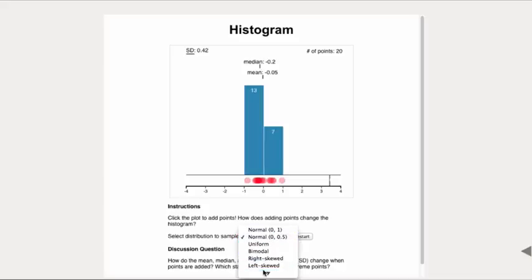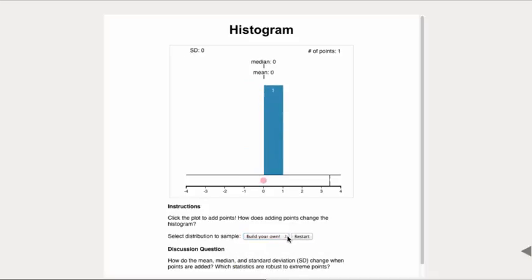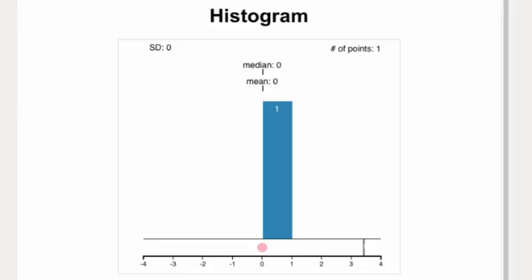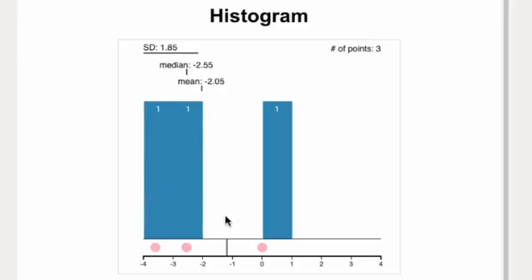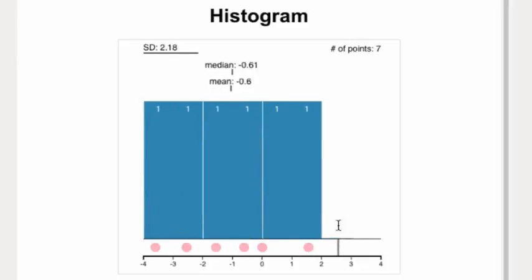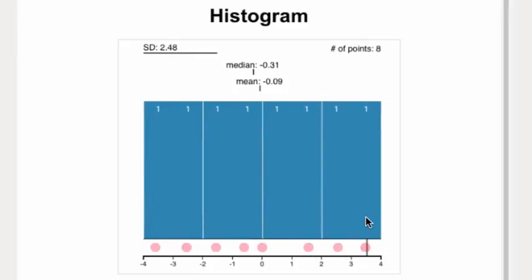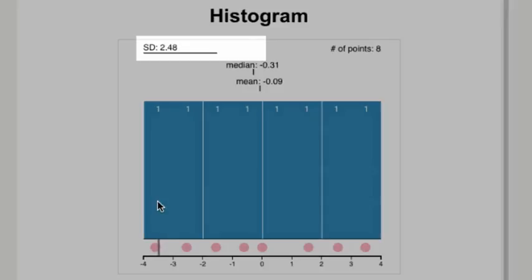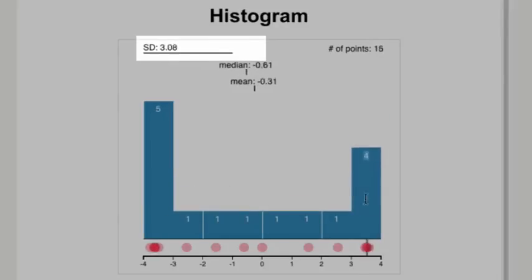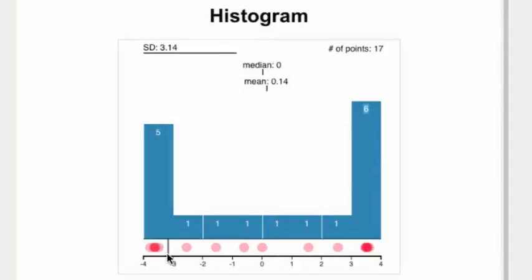If we use the build your own option, we can create a distribution that is very flat. I hope you agree that this distribution is very flat. However, we can still increase the standard deviation by adding points that are far away from the mean. So clearly this distribution is concentrated at 2 points, yet it has a higher standard deviation than a distribution that is flat.